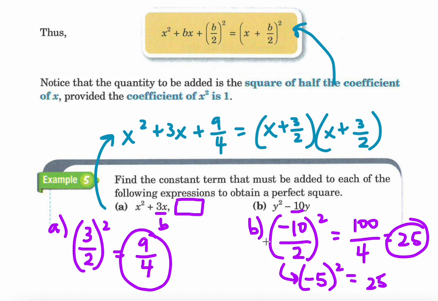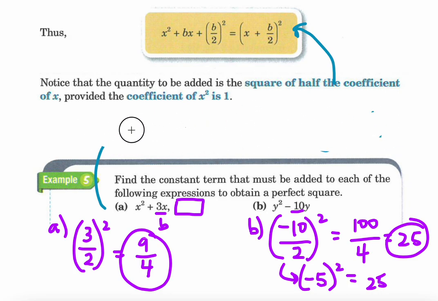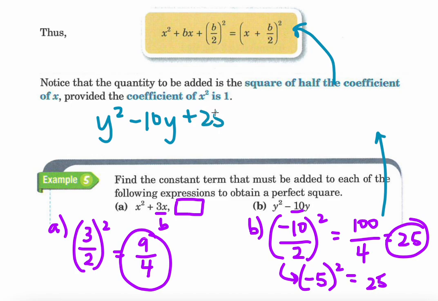Easy. Same with b. Now that I have my c value, I can break that down into my two binomials because I have y squared minus 10y plus 25 now. And that is the same as y plus my b over 2, or minus, in this case, squared, multiplied twice. Yep, just like that. So all it was missing was the c value.